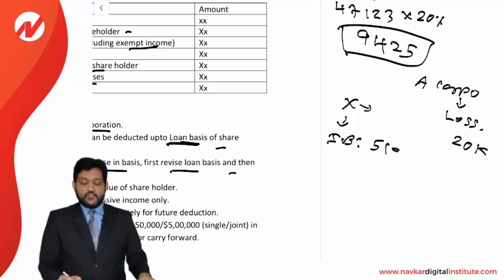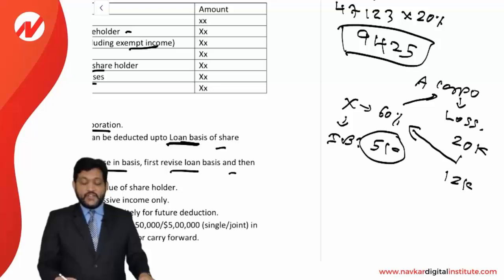Let us say X has a 60% share in A corporation. Then this 20,000 loss, 60% will be allocated to him, so it will be 12,000. But basis of X is only 5,000, so he can deduct the loss up to 5,000 only. So basis will become 0.